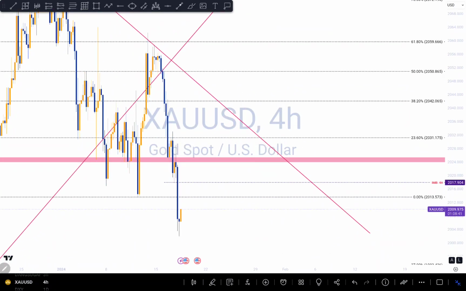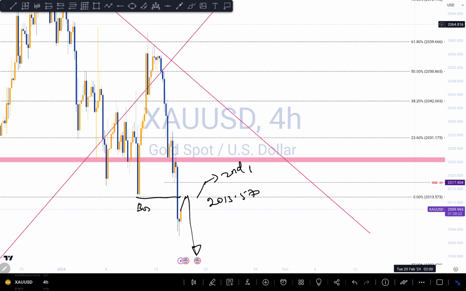So this will be my first point of interest for us to start retracing from, because this is our first break of structure, which is 2130.573. So we might get there before we continue to tank to the downside, and if we still see more momentum of buy, then this will be my second point of interest, which is 2017.904, before we now continue to tank to the downside, guys. So that is my overall thought on gold, guys.